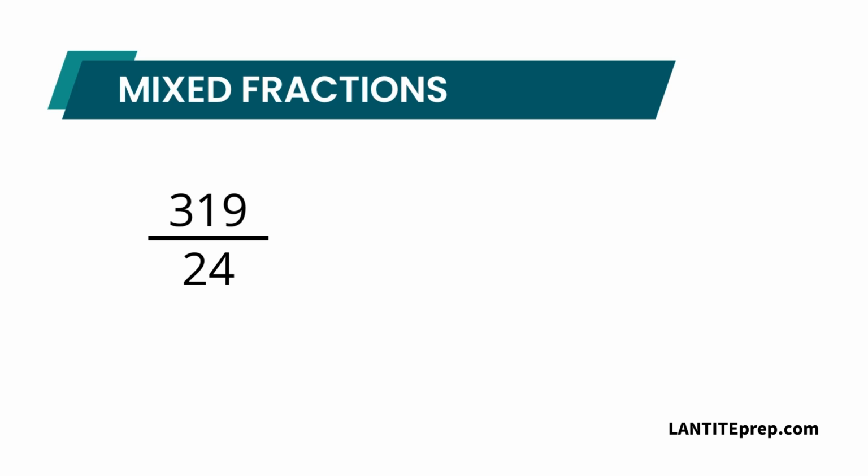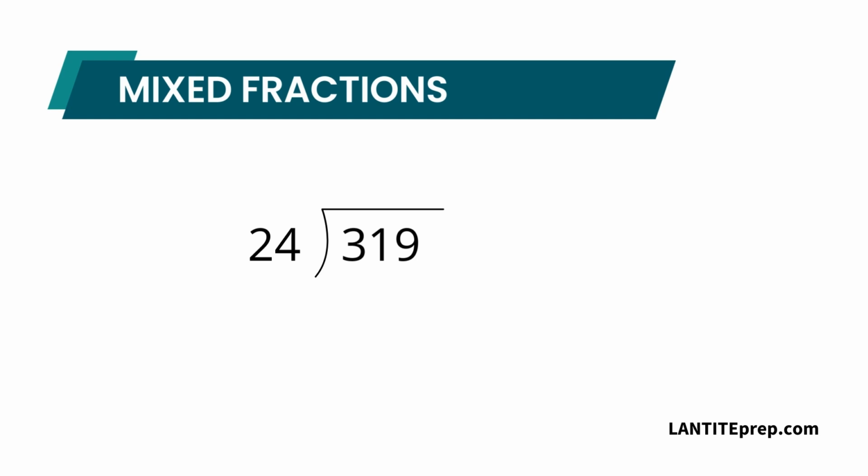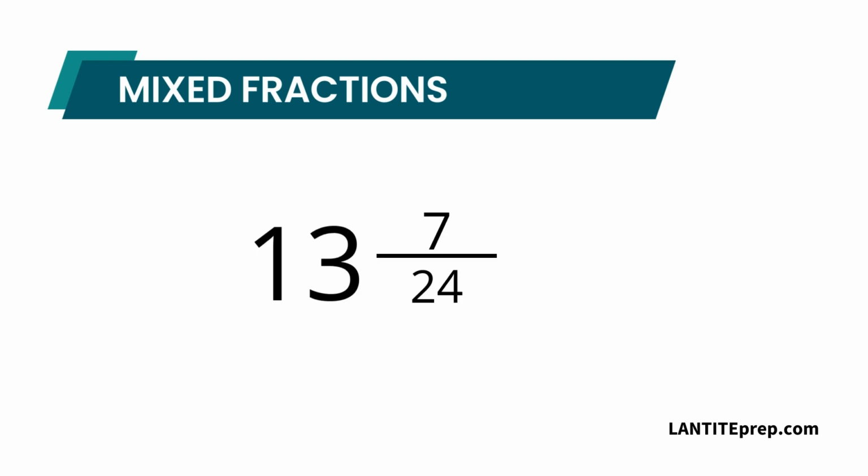Alright, if we had 319 over 24 and we're asked to create a mixed number from it, remember that the bar in the middle also works as a division sign, where we can literally take 319 divided by 24. Doing this long division will inform us that 24 goes into 319, 13 times with 7 remaining. Knowing this, our mixed number would come out to 13 and 7 over 24. Great job with mixed fractions.